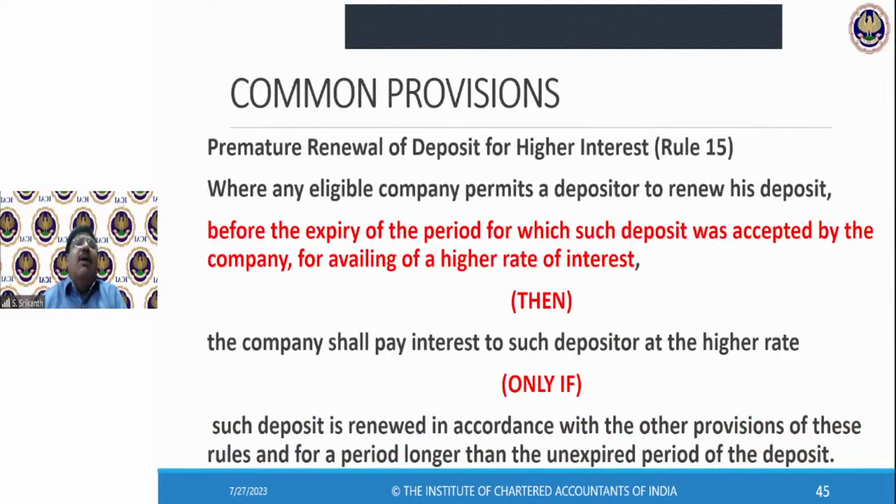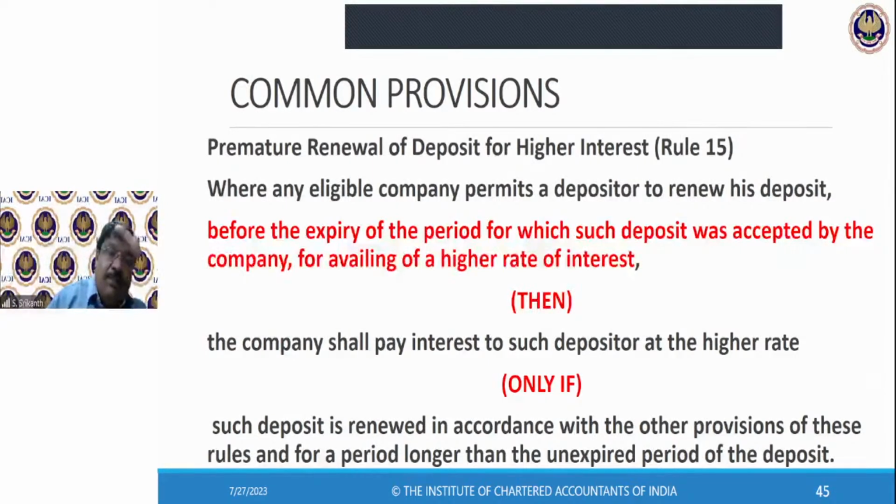Where any eligible company permits a depositor to renew his deposit before the expiry of the period for which such deposit was accepted by the company, for availing of a higher rate. For example, the rates of interest might be revised. So this fellow is currently getting 8.5. Now you have revised it to 9.25 for the same period, 3 years. So he comes to you and says, hey, I will close this deposit and take a fresh deposit at a higher rate of interest. So he wants to renew before the expiry of the period.